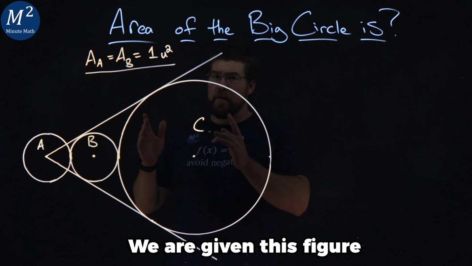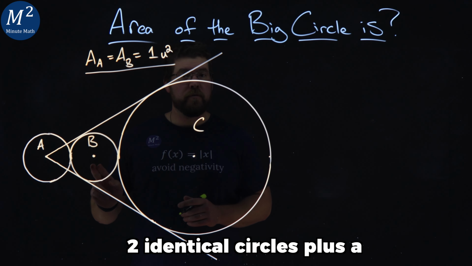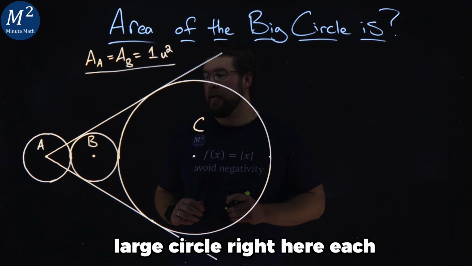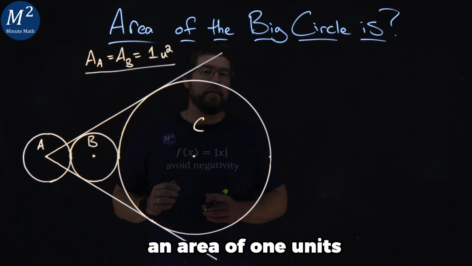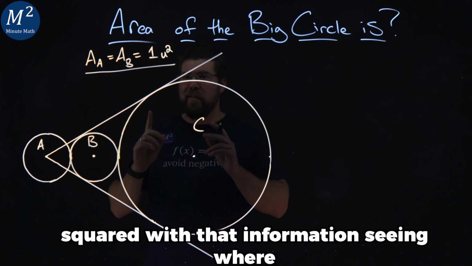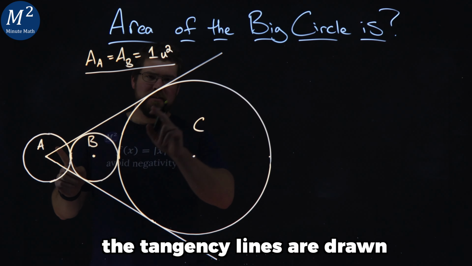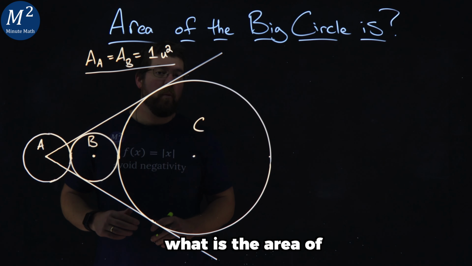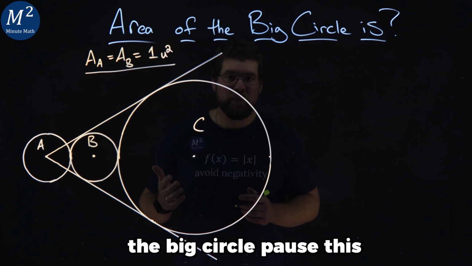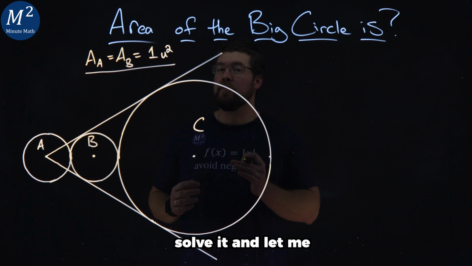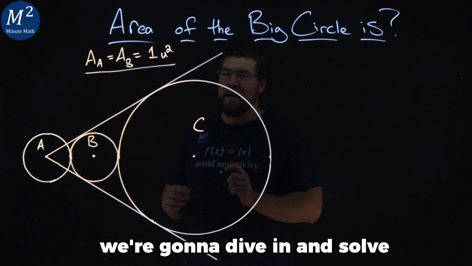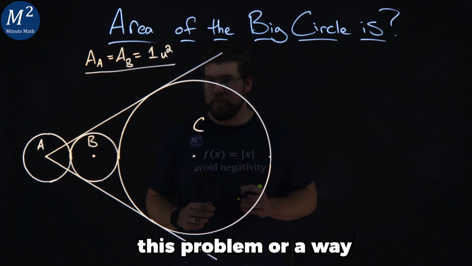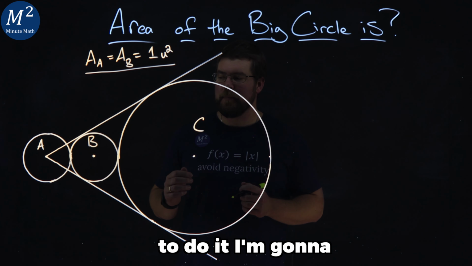We are given this figure, two identical circles plus a large circle right here. Each of these little circles has an area of 1 unit squared. With that information, seeing where the tangency lines are drawn, what is the area of the big circle? Pause this video, see if you can solve it, and let me know what the answer is in the comment section below. But as always, we're gonna dive in and solve this problem, or a way to do it.